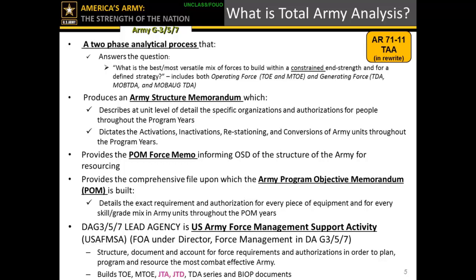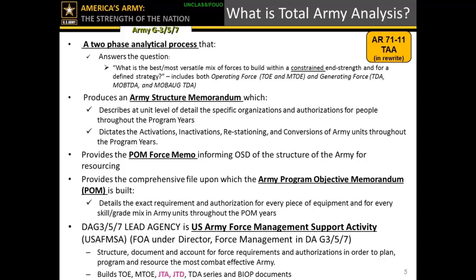So the ARSTRUC says by unit level detail the specific organizations and authorizations for the people throughout the program years. The POM, the Program Objective Memorandum, which we'll talk more about in F103 Bravo. But it also dictates what units are going to be activated, which ones are going to be restationed, which ones are going to be converted, which ones are going to be inactivated. It talks about all those things in the Army Structure Memorandum, and we will do a PE that gets more into the Army Structure Memorandum in this class.